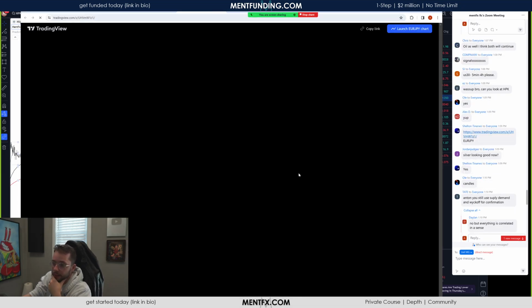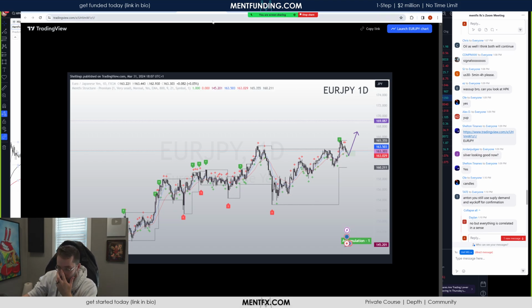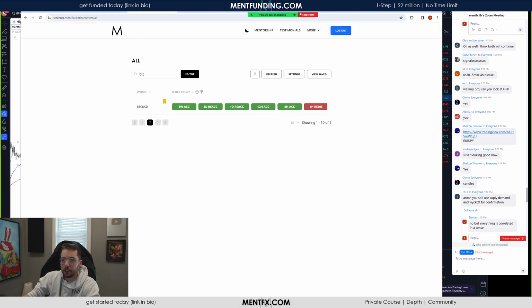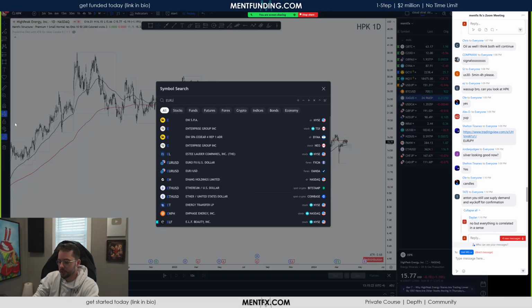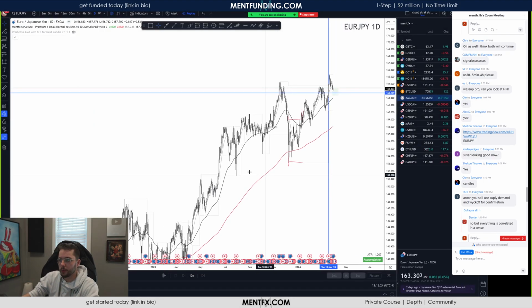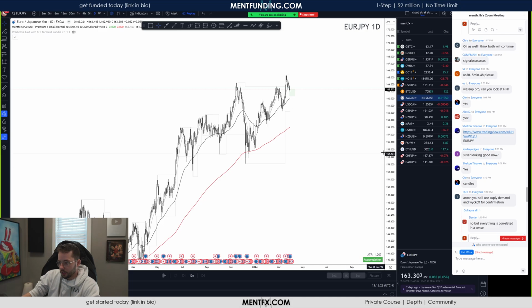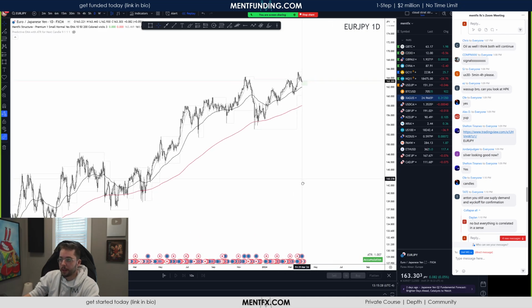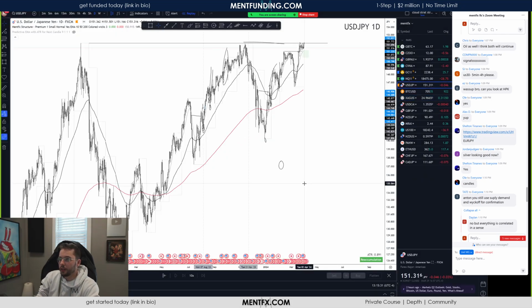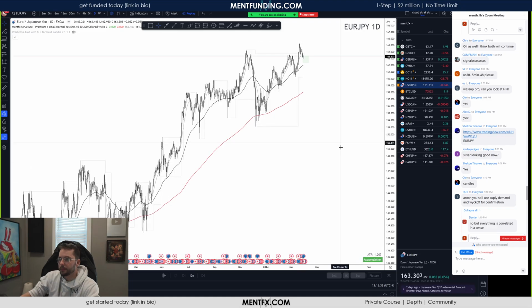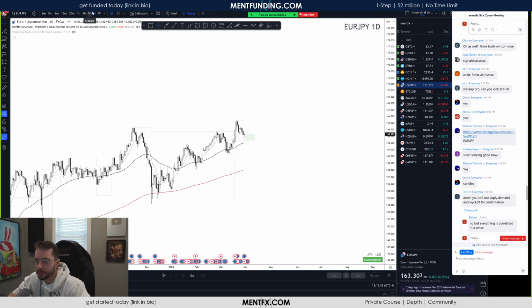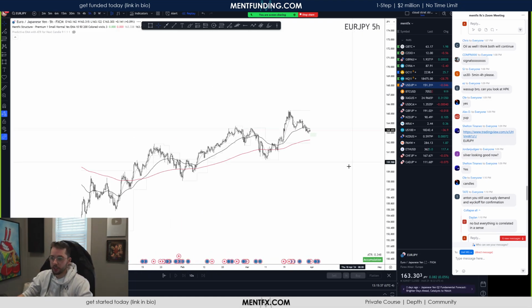Euro JPY. Maybe. A lot of sideways on this thing. A lot of sideways into just now accumulation. What's this telling us? Somewhat bullish, has a little bit of bearishness in it. So yeah, it could have a move in it. So let's see. A lot of XXX JPY is pretty bullish. So that's good to see.